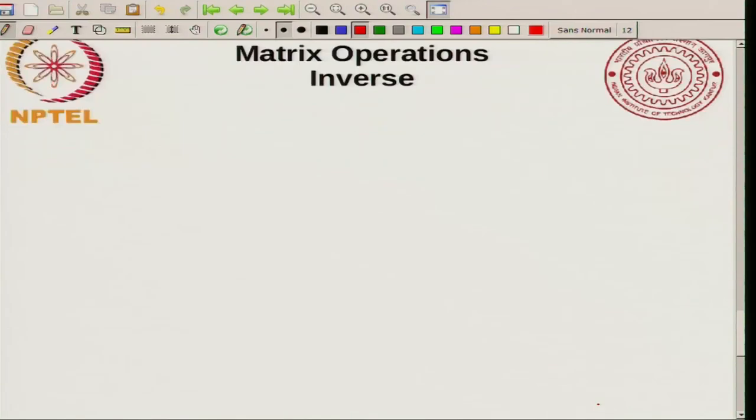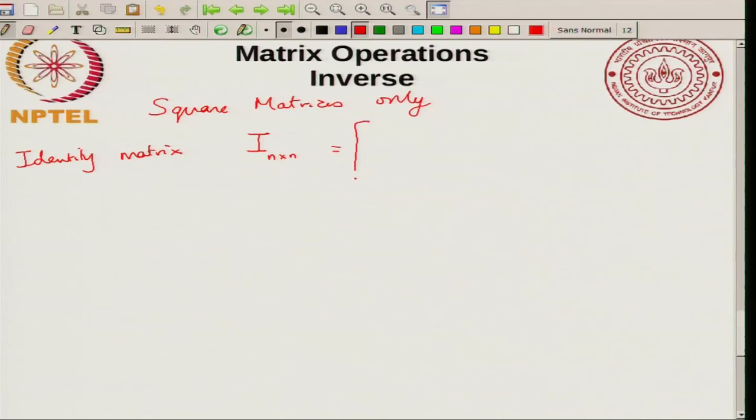Okay, the next operation for matrices has to do with the inverse, and this is only for square matrices. In order to define the inverse, we define something called an identity matrix I. If you have an n by n matrix, the diagonal elements are 1 and all the off diagonal elements are 0. So, that's what is called an identity matrix.